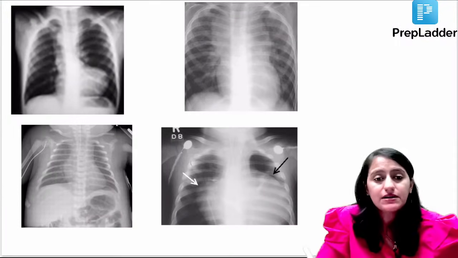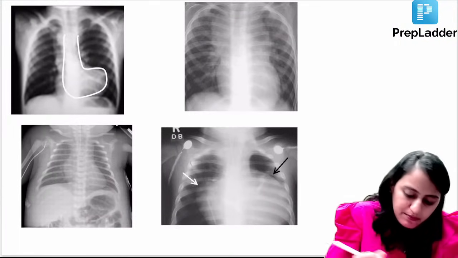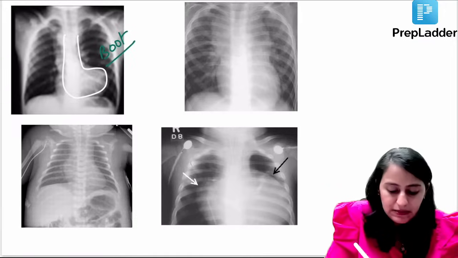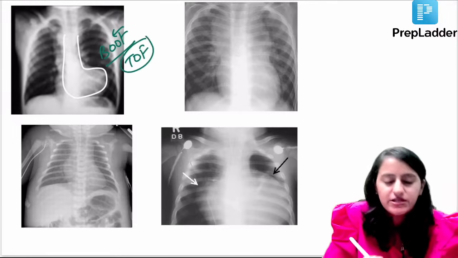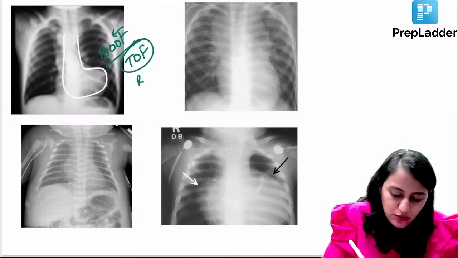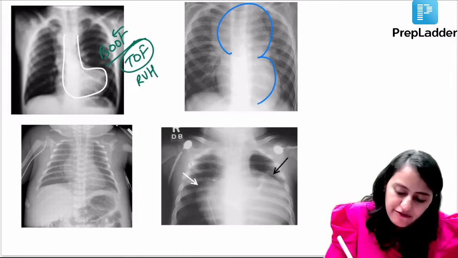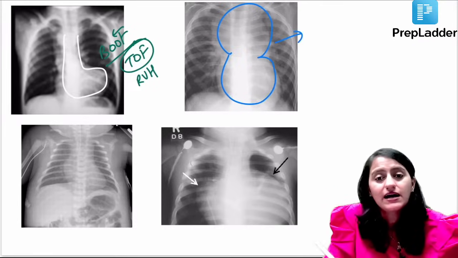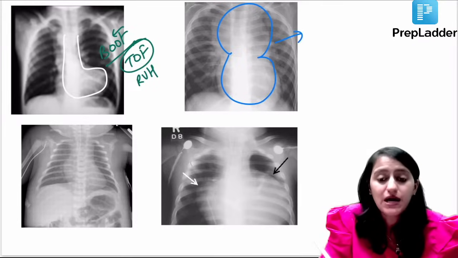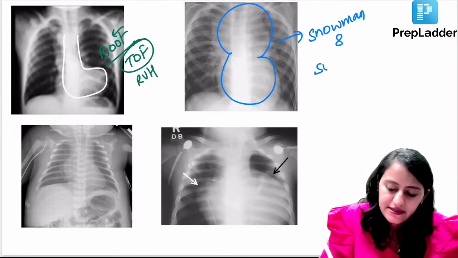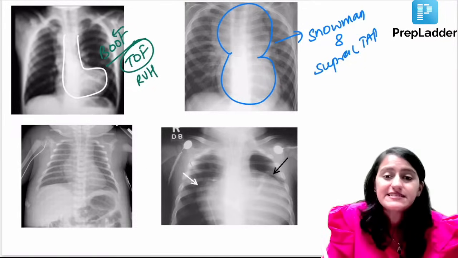Going to the heart appearance, this is the boot-shaped heart. Where do you see the boot-shaped heart? Boot, T-O-T-O, tetralogy of Fallot. Why do you see boot-shaped heart? Because of RVH. This is the figure of 8 heart, snowman heart. Snow falls from above, supra. So snowman heart, figure of 8 heart, it is supracardiac TAPVC.